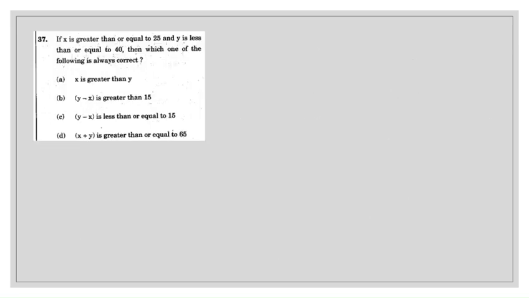Now the next question says, if x is greater than or equal to 25 and y is less than or equal to 40, then which of the following is always correct? So they are just saying that x is always greater than or equal to 25 and y is always less than or equal to 40. So out of these options, which one will be the correct? Always correct they are asking. No matter what value we take, it will always be correct.